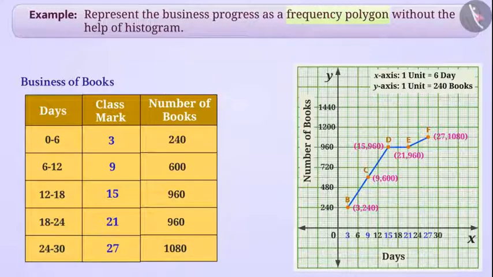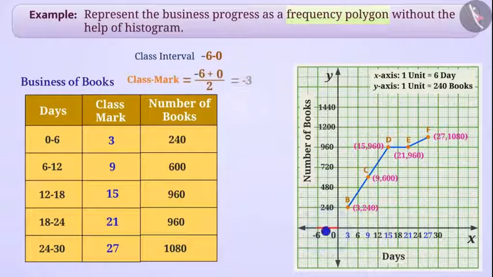We will take an imaginary class interval -6 to 0 before class interval 0 to 6, for which we will extend the x-axis in negative direction. And the class mark of this class interval will be -3. Since books have not been produced in this imaginary class interval, the frequency of this class interval can be taken as 0. Now, we will represent point P on the coordinates (-3, 0) and connect point P with point B by line segment. This line segment intersects the y-axis at a point, which we will call point A.